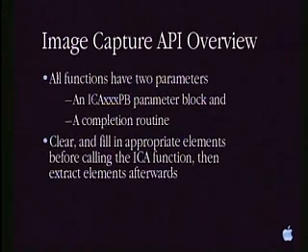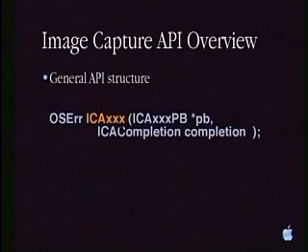All our APIs have 2 parameters. They all take a parameter block and a callback, a completion proc. The good idea is to always clear, so do a memset of the whole parameter block, fill in whatever you want to pass in to that call, make the call, and then depending on whether you make it synchronous or asynchronous, extract the data. So that's how an API looks like.